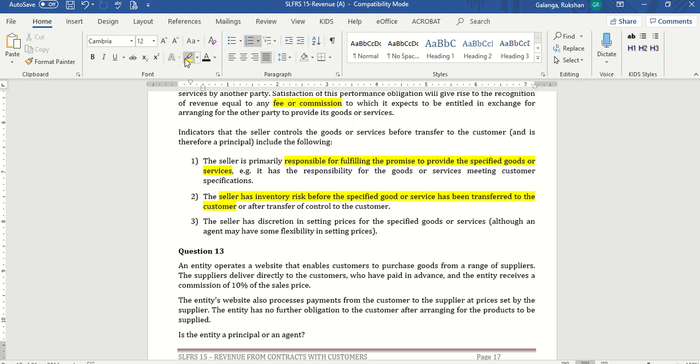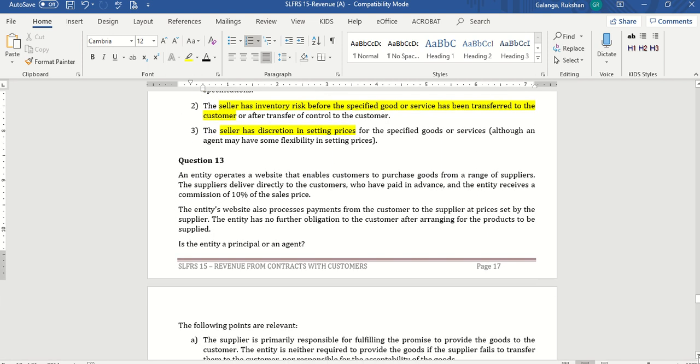Then in the case of Uber Eats or PickMe Food, what happened? The delivery of the goods is with the particular food stall. In that case, they have the inventory risk, right? Third one, the seller has discretion in setting the price. The seller can determine the price of the particular product, rather than the agent. If the seller can determine that, that means he should be the principal. These conditions will help you identify whether it is a principal or not. So you can highlight these in the standard, which will help you to answer in the examination.